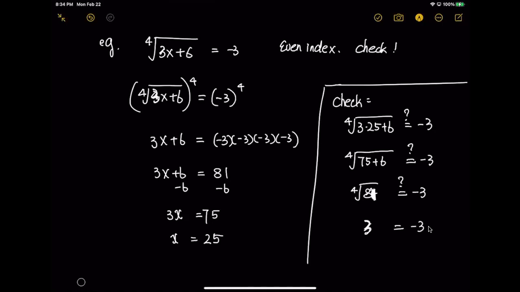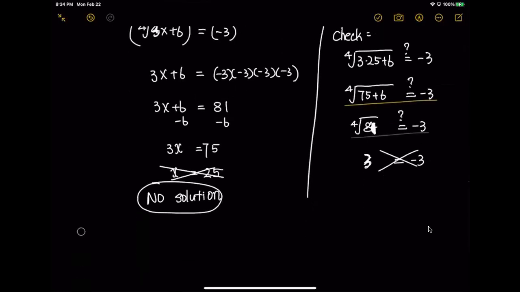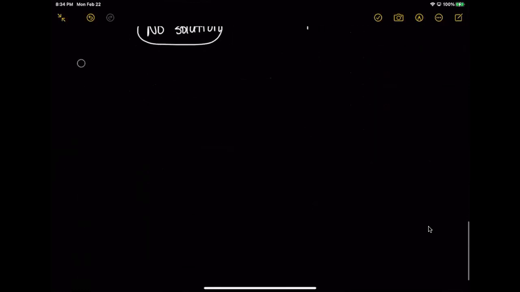Is +3 equal to -3? Apparently it's not. So that means this is not our solution. So that means in this equation, we have no solution. We circle it. Okay. Let's have another one.